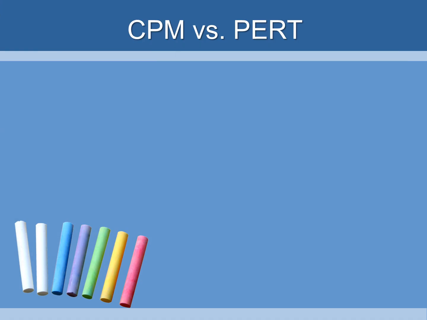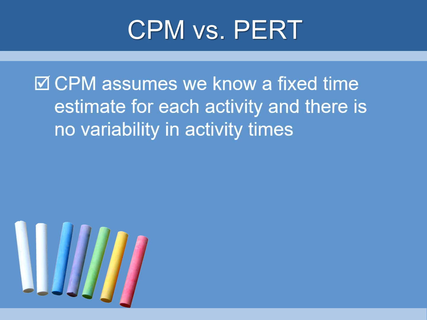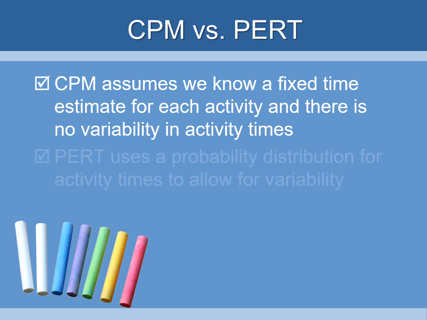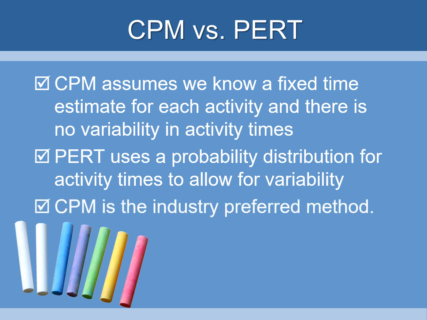Now let's look at 2 different methods that are used for project management: CPM, which is the critical path method, or PERT. CPM assumes we know a fixed time estimate for each activity, and there's probably no variation in the activity times. PERT, however, uses a probability distribution for activities to allow for some variability. But CPM is the most industry-preferred method.